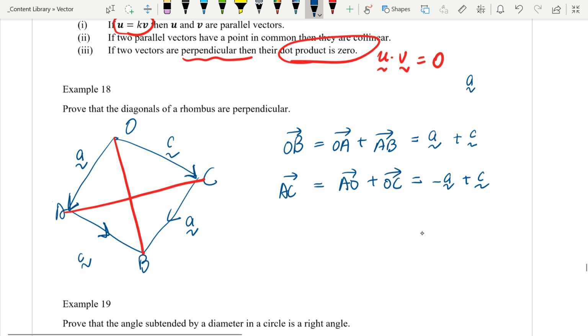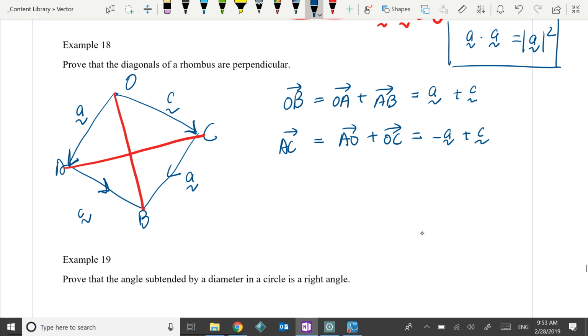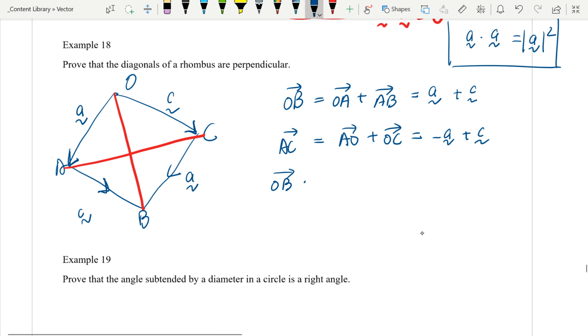Question: what's A dot product A? What does that equal to? Magnitude of A squared. Okay, that's really important. You must remember that. We will use this in geometry proofs as well. So now I want to see what's the dot product between OB and AC. OB is A plus C, dot product with minus A plus C.